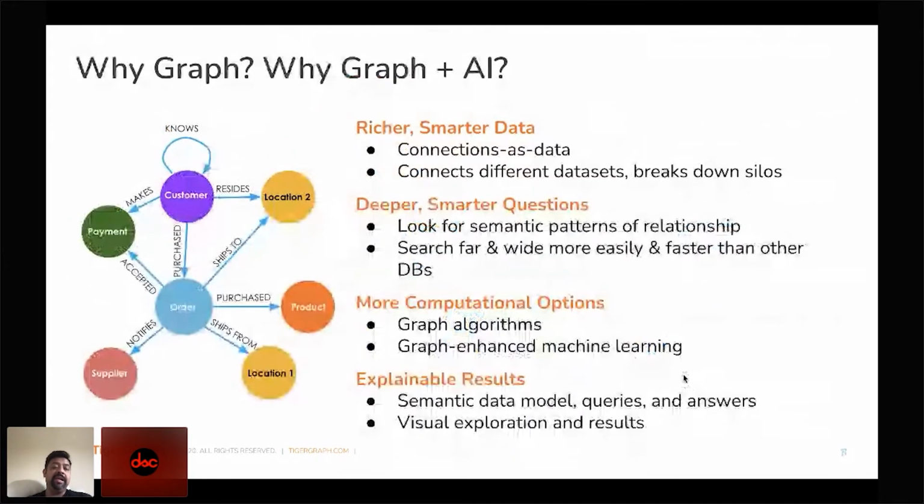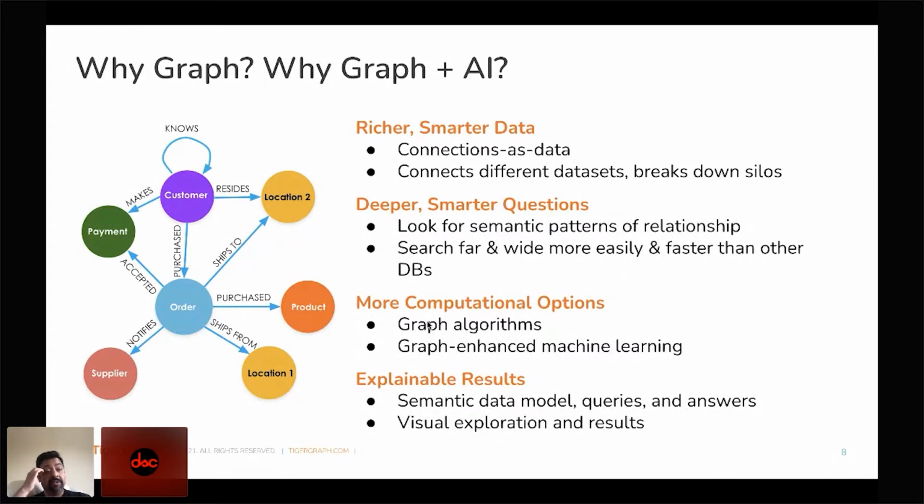So why Graph Plus AI? Graph Plus AI is important because it provides you richer, smarter data. The connections within the data are represented as first-class entities, which allows you to have better and smarter answers. You can ask smarter questions of the data, which means you can look for patterns that you were not able to find because your data in a relational database was not pre-connected. Now it's pre-connected, you can ask better questions.